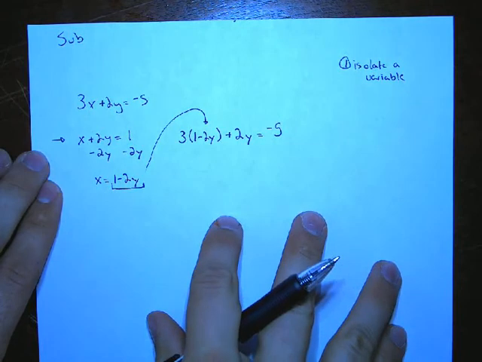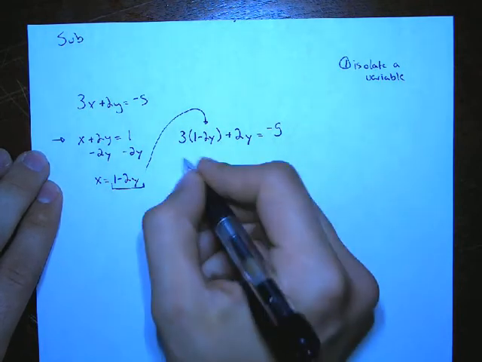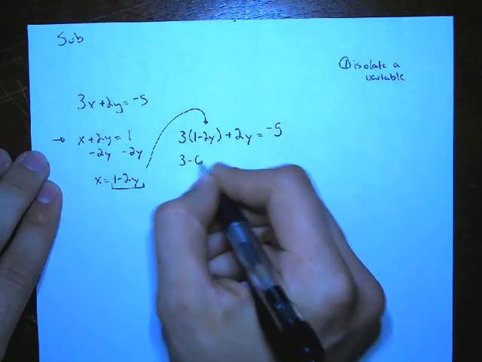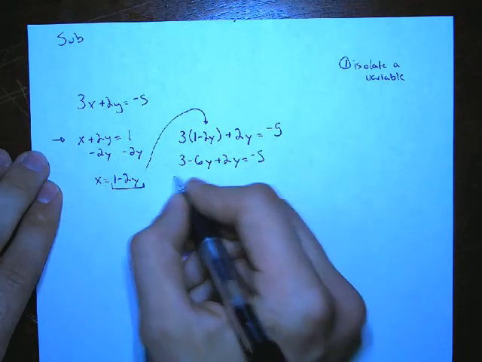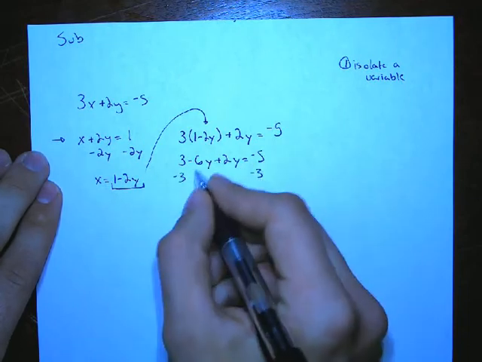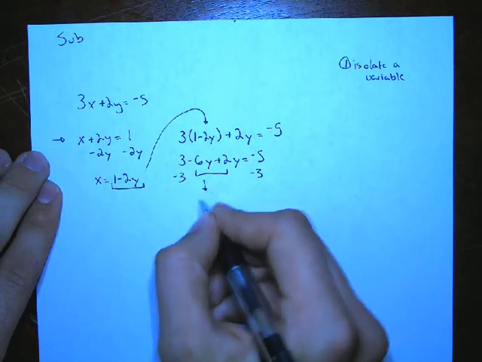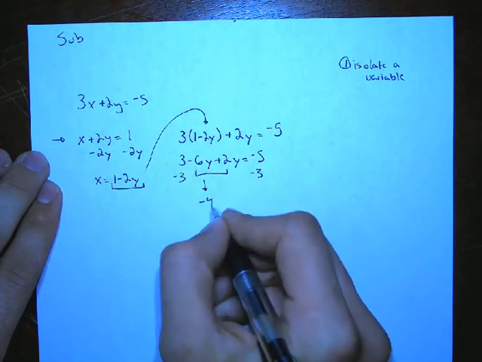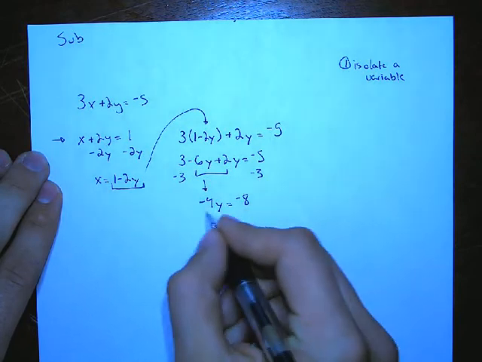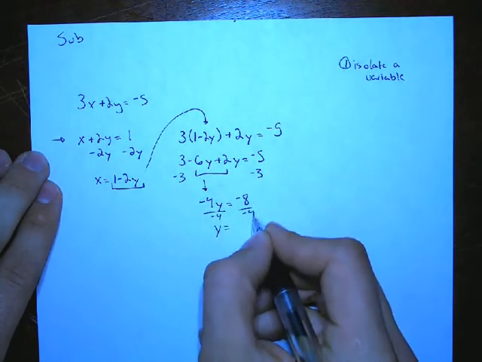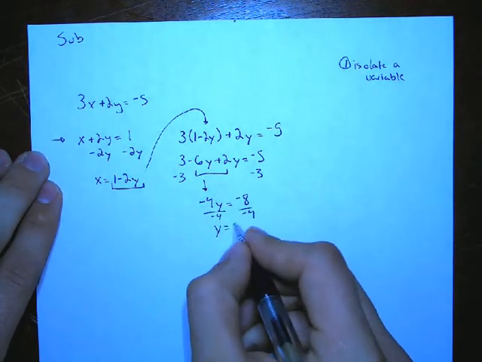At this point, I've got one equation with one variable. It looks very similar to things that we've already done. I'm going to distribute that 3. 3 minus 6y plus 2y is equal to negative 5. Take that 3 to the other side. Combine my y's. Negative 6 plus 2 is negative 4y equals negative 8. So y is equal to, divide by 4, watch those negative signs, y is going to be equal to positive 2.